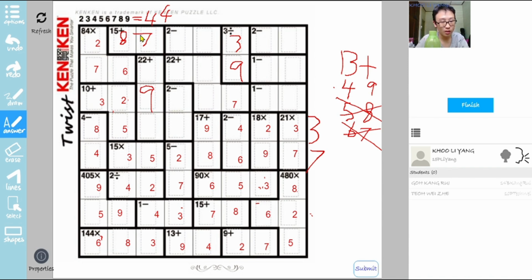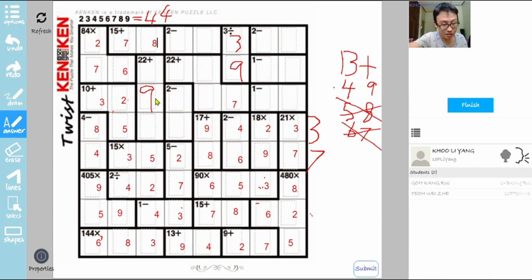So in this column, the only number left is 7. So 7 is here and 8 is here. Okay, let's continue.